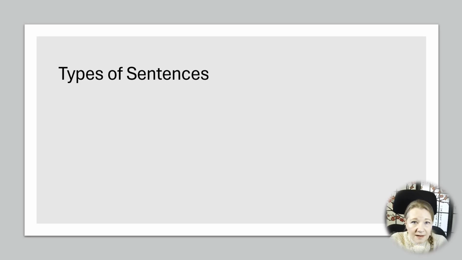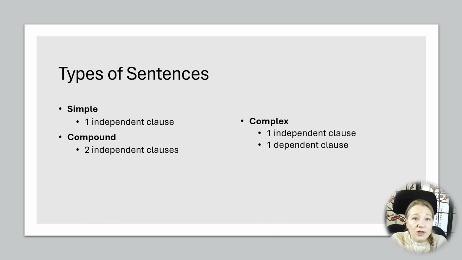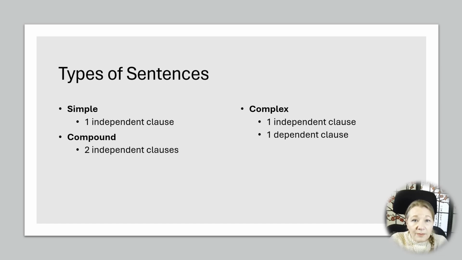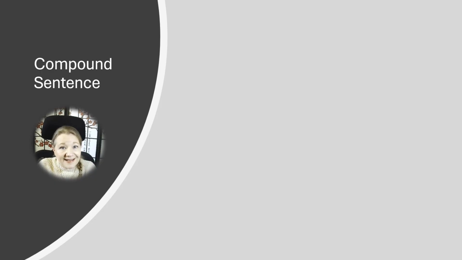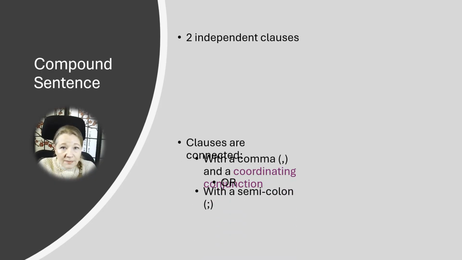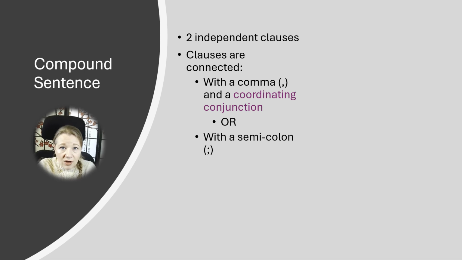So getting back to the types of sentences, again, we have the simple sentence, one independent clause. The compound is two independent clauses. Complex brings in the dependent clause, and compound complex just puts those together. So we've kind of talked about simple sentences and independent clauses. So let's jump into compound sentences. Again, compound sentences, two independent clauses.